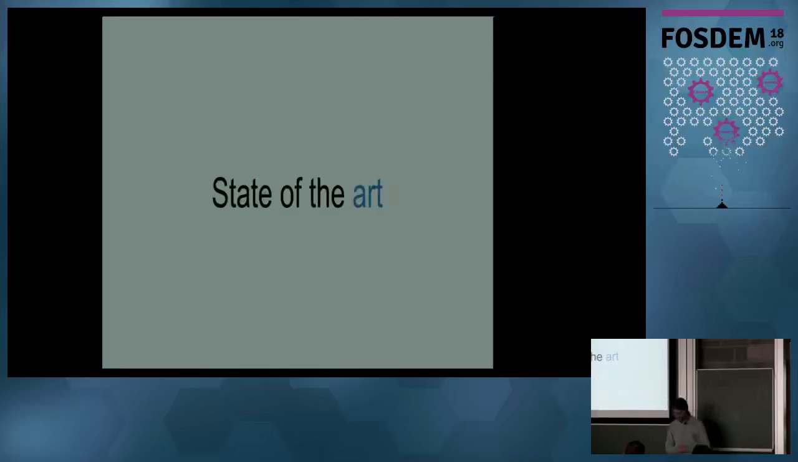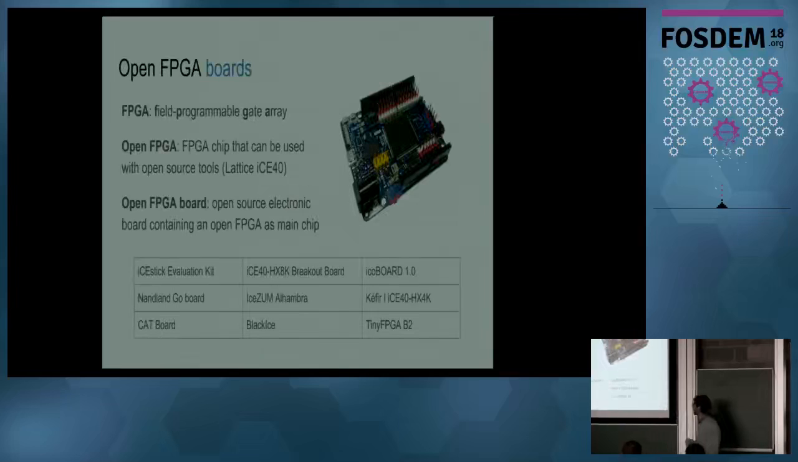Well, let's start with some state of the art. Open FPGA boards. What an FPGA is: a field programmable gate array. You can change its own hardware in seconds. What is an open FPGA? It's an FPGA chip that you can use with open source tools. And an open FPGA board is an open source electronic board that contains a chip.